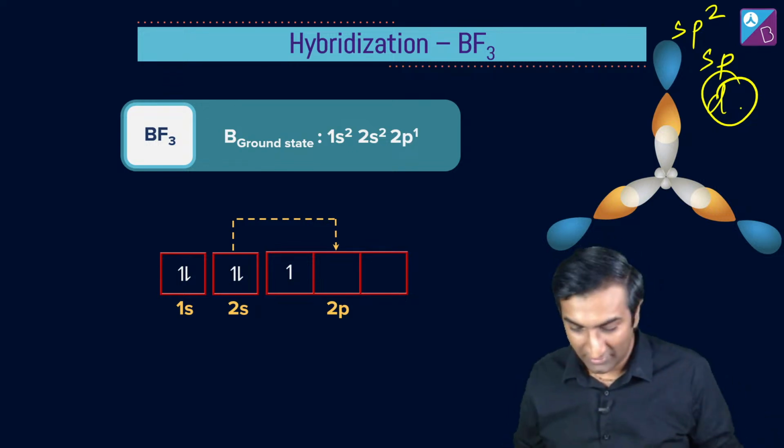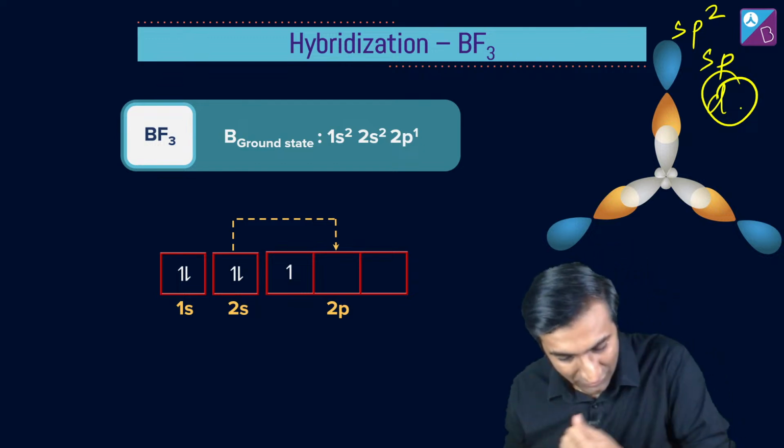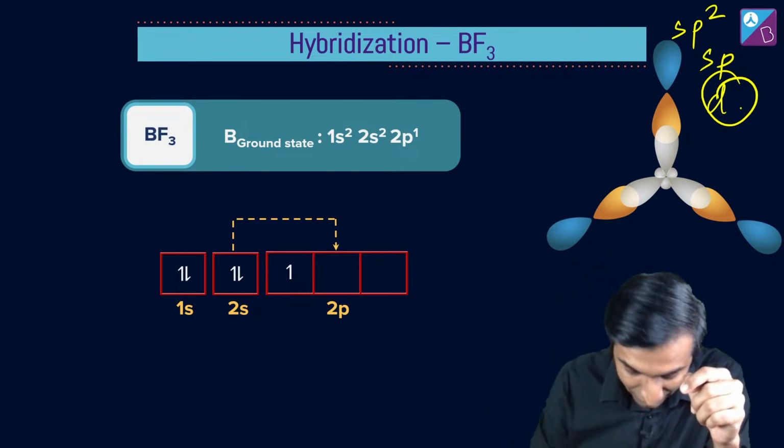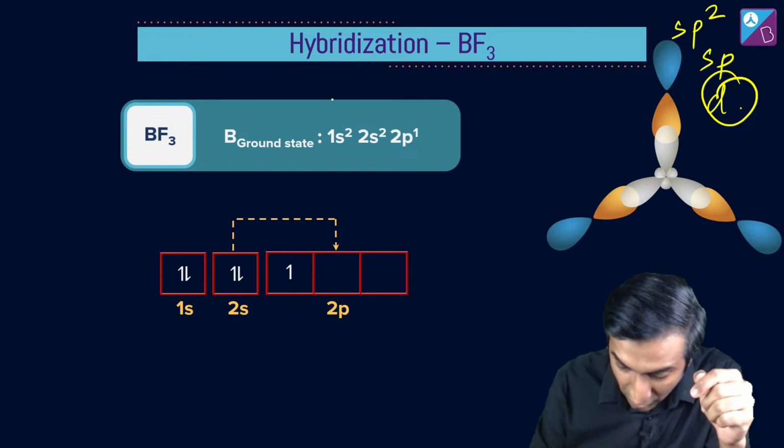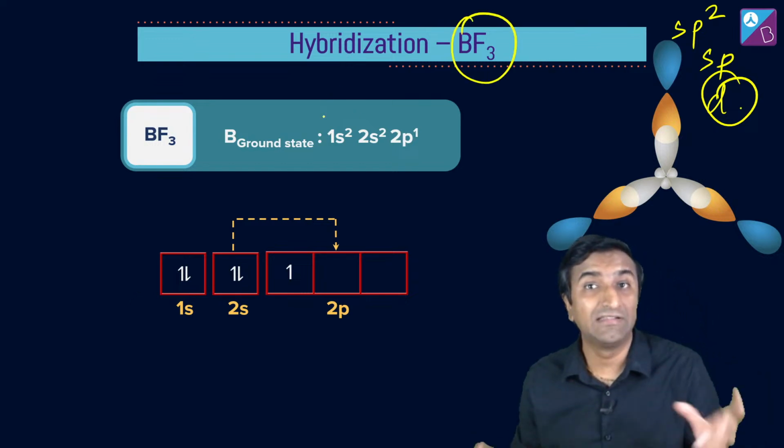Okay, all right. Aryan Yadav also saying B, good stuff. Let's look at the hybridization of BF3. BF3, that is boron trifluoride. This is a common compound.